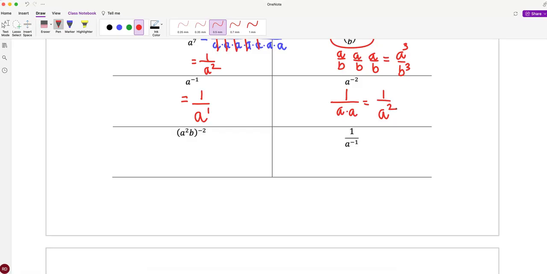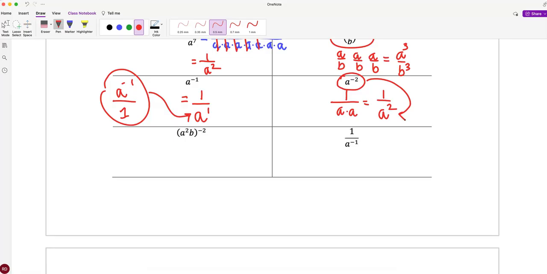What you should get used to is that when I see a negative exponent, so in this problem, a to the negative 1, there's a negative exponent in the top of that fraction. It becomes positive when it moves to the bottom of the fraction. Same thing here. There's a negative exponent in the numerator. It becomes positive in the denominator.